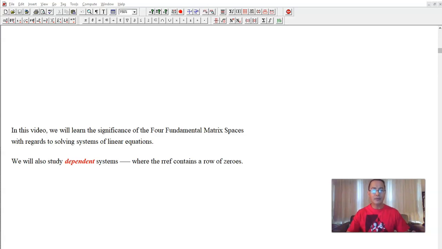Now, we've seen the word dependent when we talked about sets of vectors, when we called them either linearly independent or dependent. So now we are going to talk about dependent systems of equations, where that means simply that we encounter a row or more of zeros in the REF of the augmented matrix for that system.